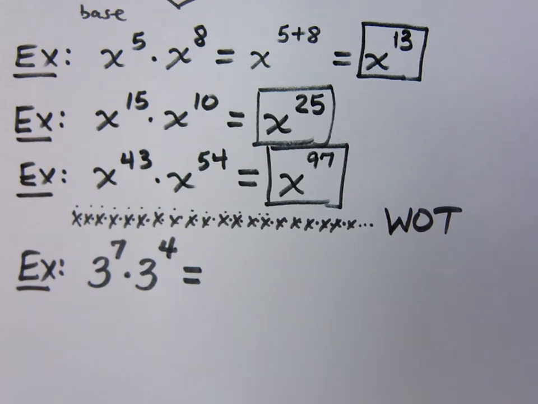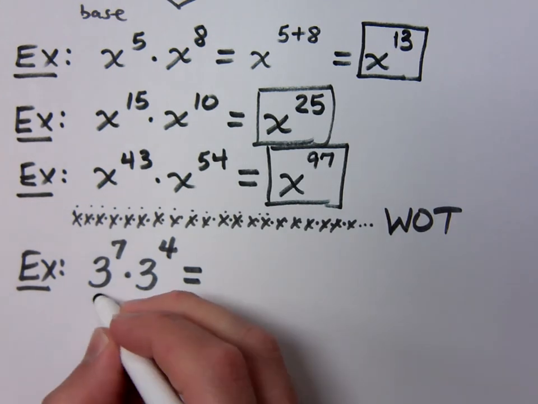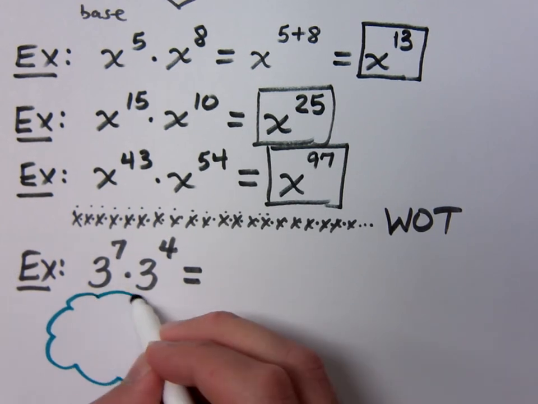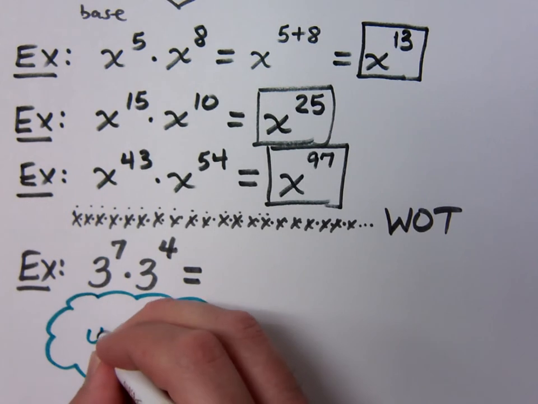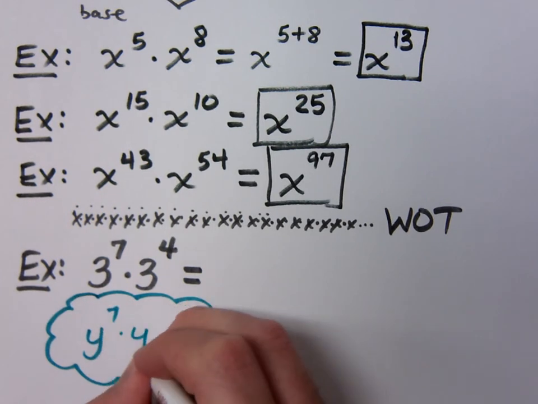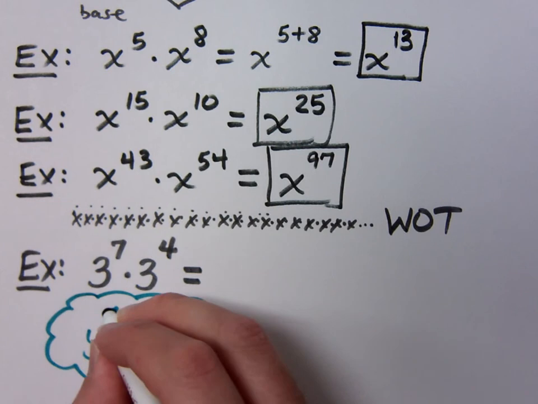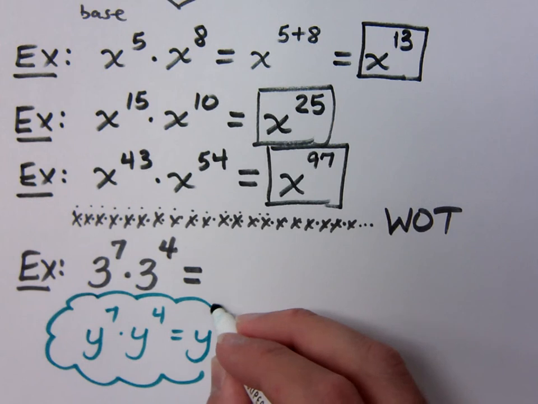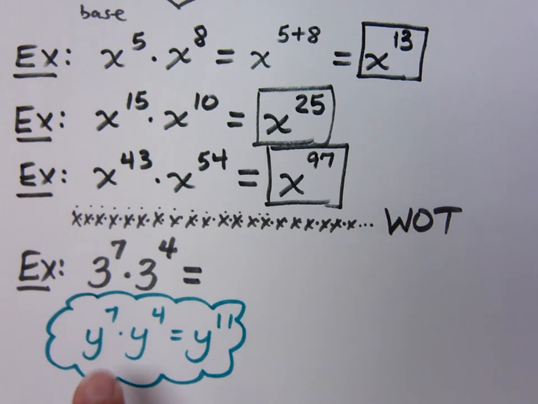Now, what about 3 to the 7th times 3 to the 4th? 9 to the 11th. All right, now that's very interesting that you say that because I want you to think about this. You know how I like my thought bubbles, right? If I said y to the 7th times y to the 4th, what would you give me here? Y to the 11th, right? Did my base change here?